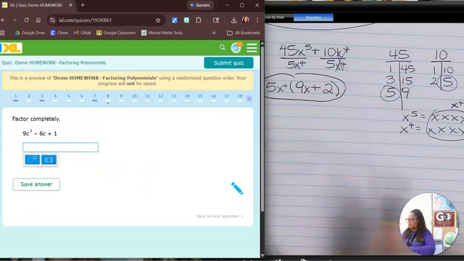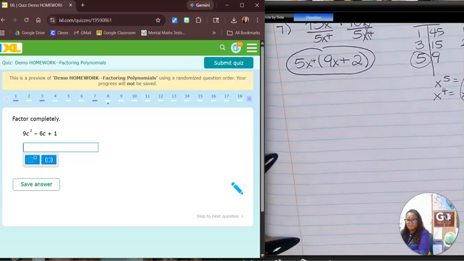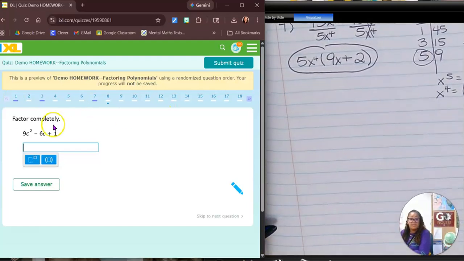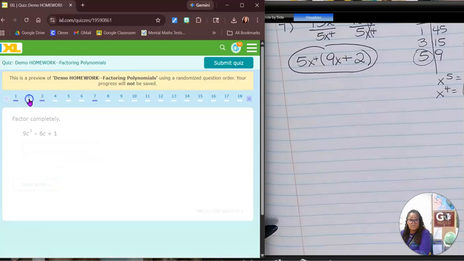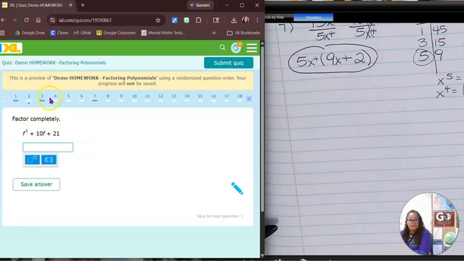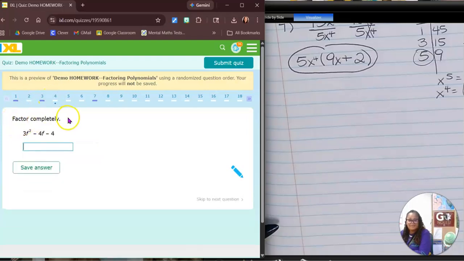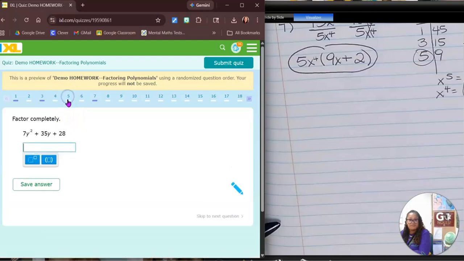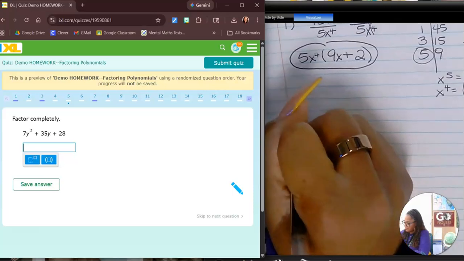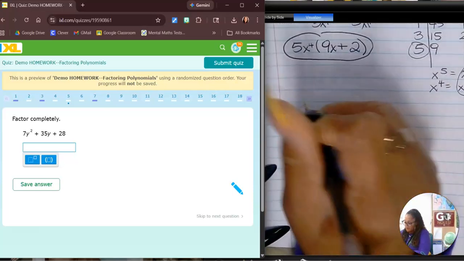Okay, here, let's do another big X. So I've got to know when the big X comes and when it isn't. This is a big X where it says factor completely. This is a big X. This is a big X where it says factor completely. This is a big X. Let's do number 5.